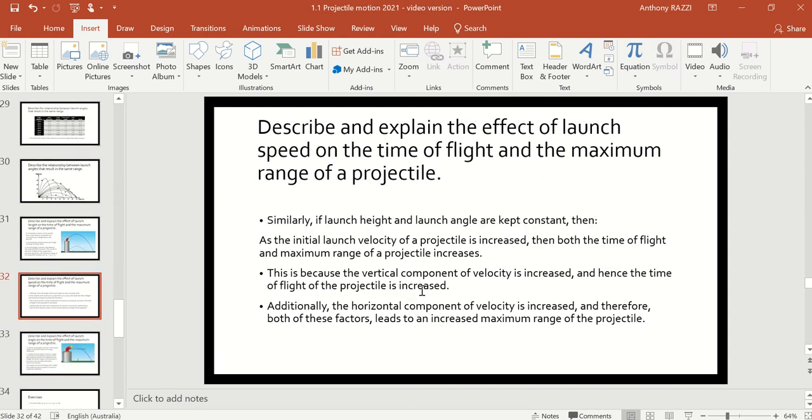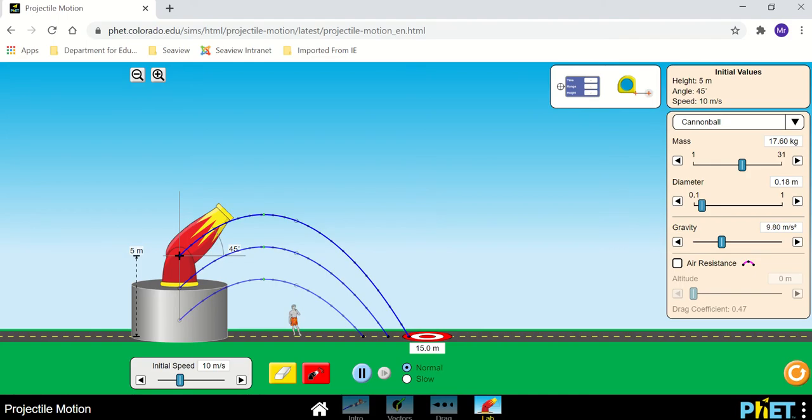Second thing you need to be able to describe and explain is the effect of the launch speed on the time of flight and the range of the projectile. Similarly, we're going to keep the launch height and launch angle the same this time, and we're going to increase the initial speed. So again, make a prediction. What do you think is going to happen as we increase the initial speed, the initial velocity of the projectile?